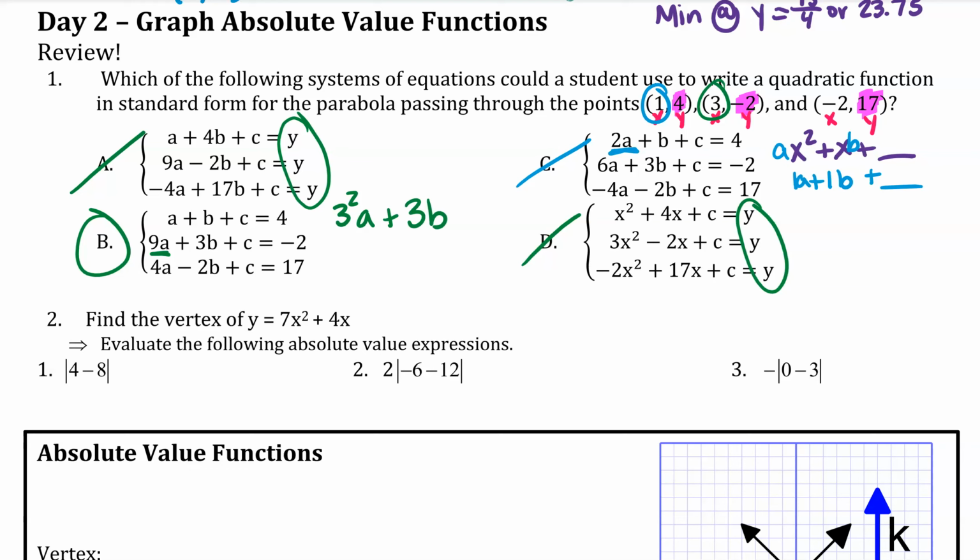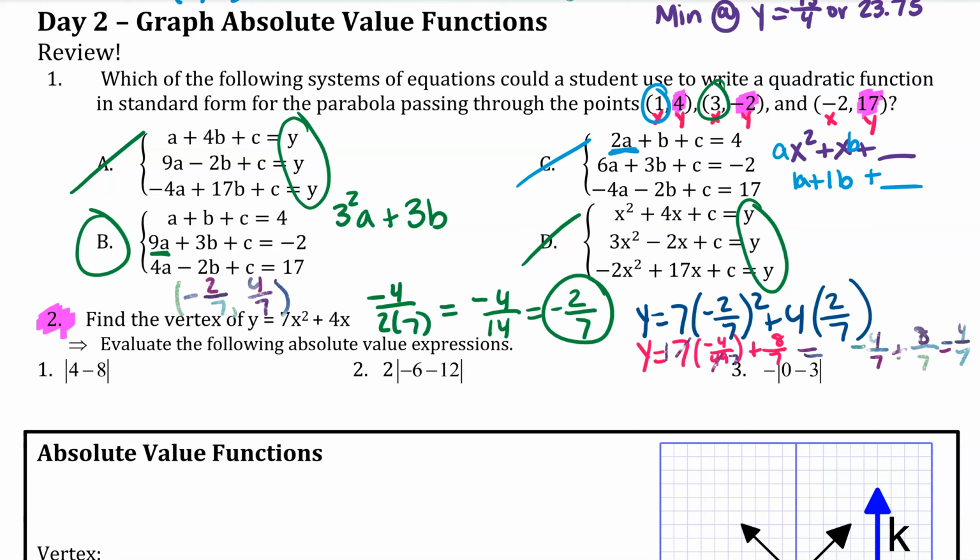On number 2, you could do number 2 on your own. You know how to find the vertex of y equals 7x squared plus 4x, so I'm going to let you do that. Go ahead and pause your video now and do number 2. So hopefully you got number 2. I wrote my vertex right here: negative 2 over 7 and 4 over 7. My work's on the side, so if you want to pause the video and check my work versus your work, you totally can.